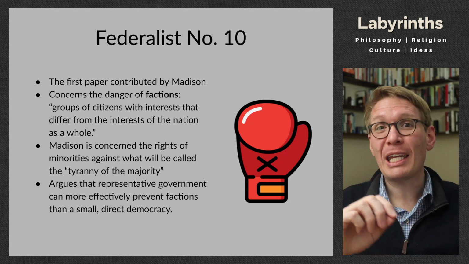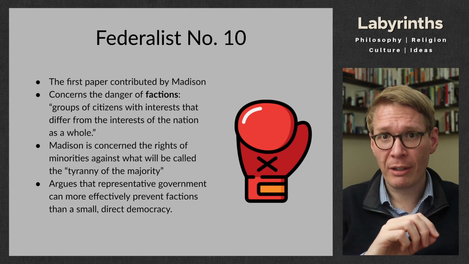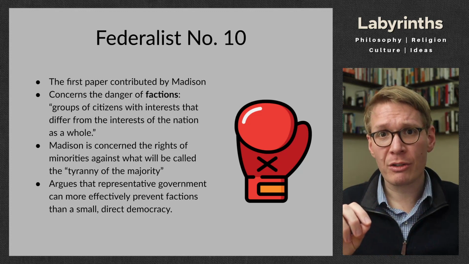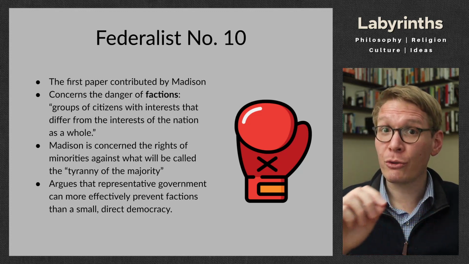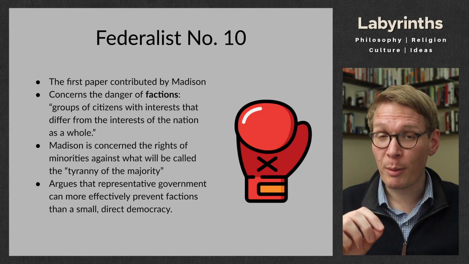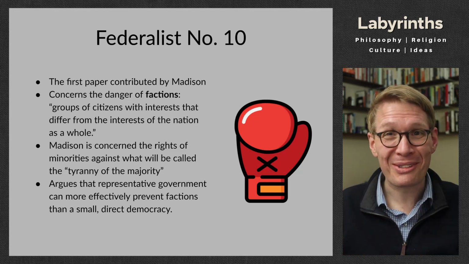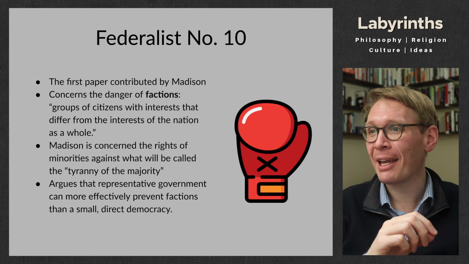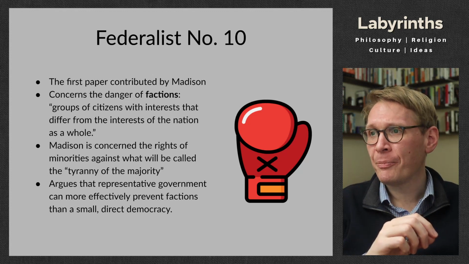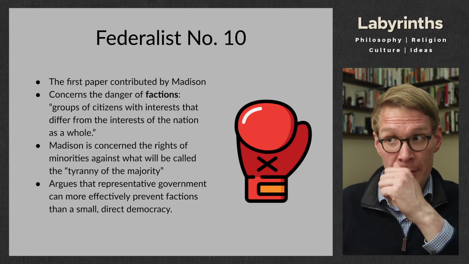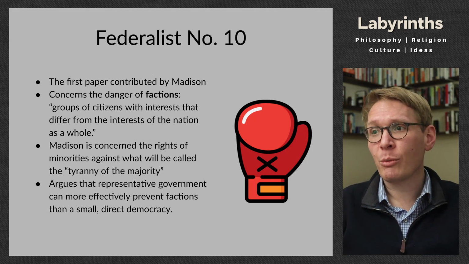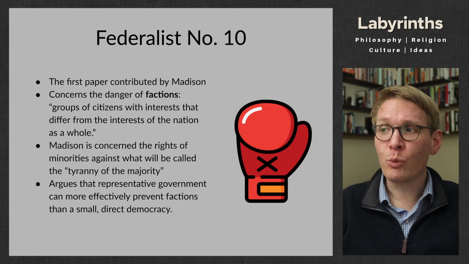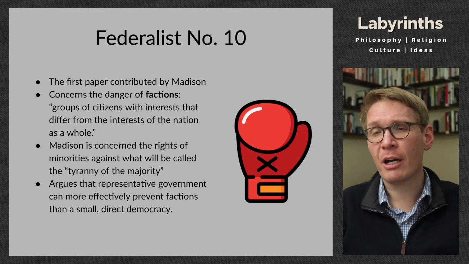You could have 90% of the country that hates 10%. Right? In that case, that 90% is concerned with only its own good to the exclusion of that 10%. You could also have it go the other way around. Maybe you have the 1% that doesn't care about the 99. Madison is concerned with protecting the rights of minorities against what would be called by others the tyranny of the majority.